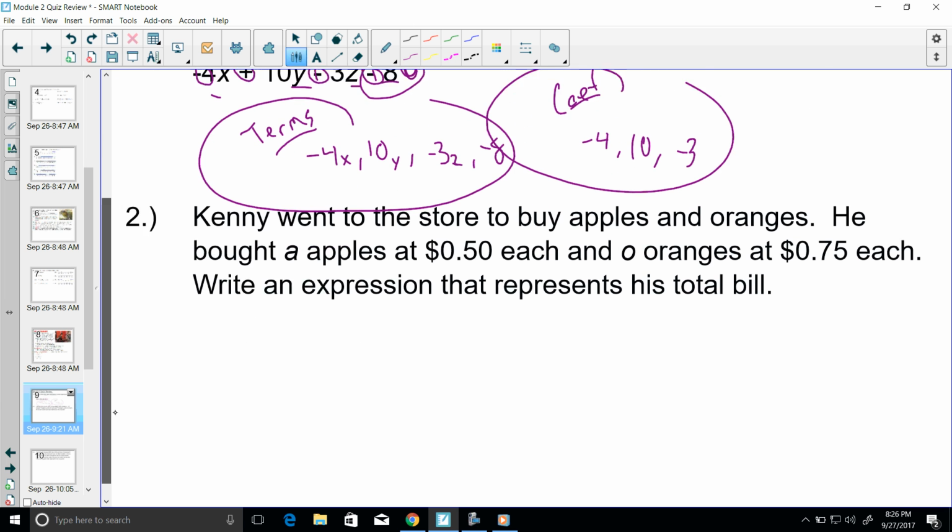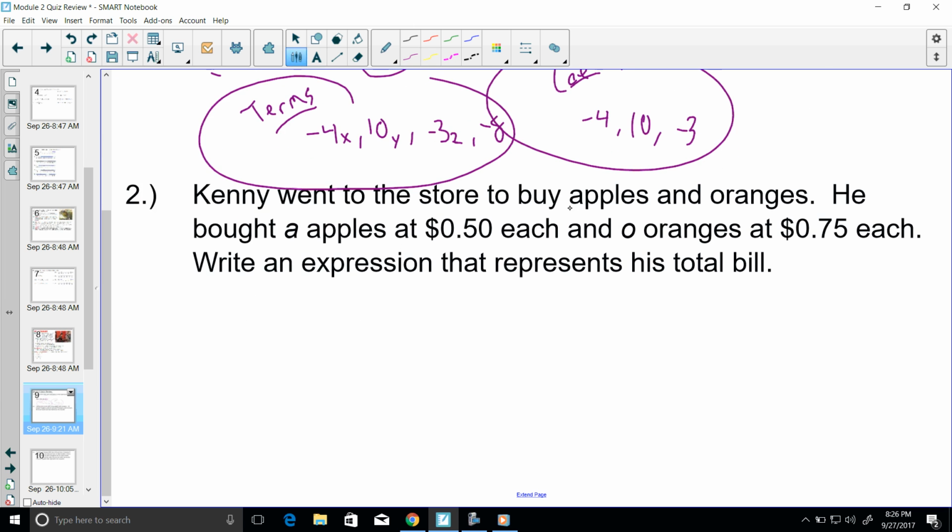All right, next one. Kenny went to the store to buy apples and oranges, two different things. He bought A apples at 50 cents a pop and O oranges at 75 cents a crack. Write an expression that represents his total bill.